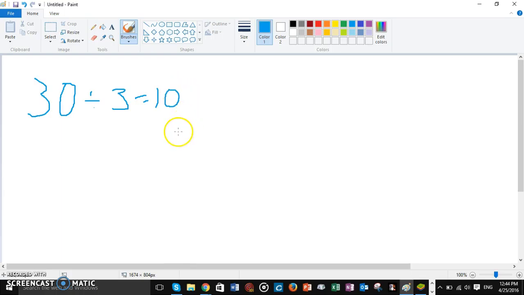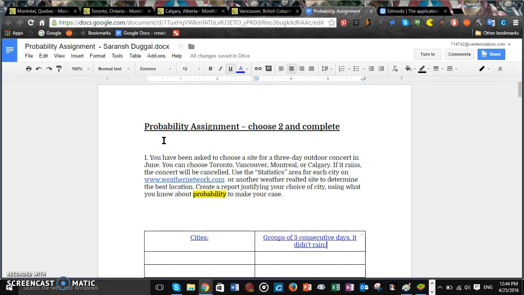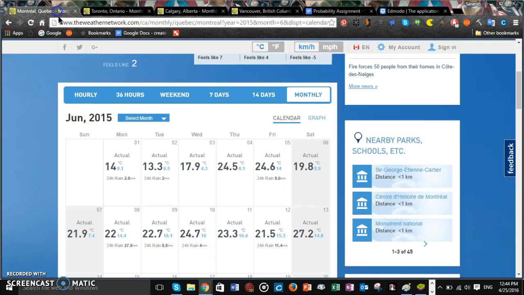So what we're going to be doing is, instead of finding how many days it rained and everything, we're going to be finding how many groups of 3 consecutive days it did not rain in June from those 4 cities. So I've opened up the sites of the weather network. Let's start off with Montreal, and we're going to be using a chart. We're going to be comparing last year's June of all 4 cities.